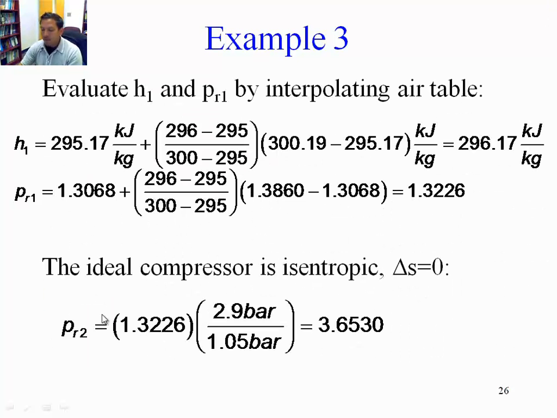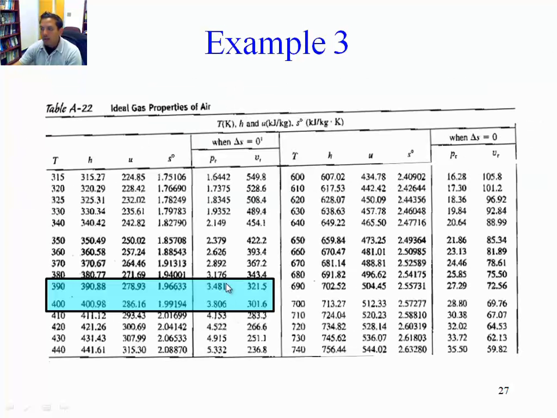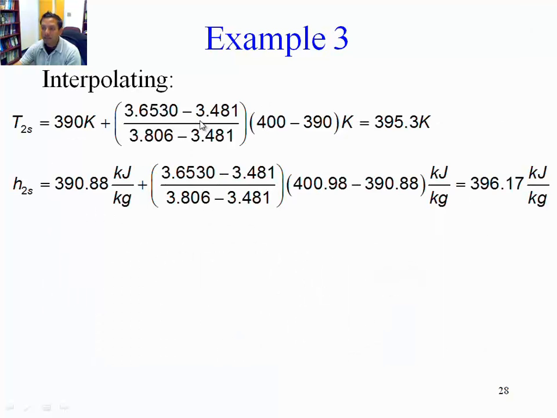So 3.653. We go to the table, we find a PR at 3.653. Obviously, it doesn't exist, so we have to bracket it between these two values and interpolate. The ideal temperature would be somewhere between 390 and 400, and the ideal enthalpy would be somewhere between 390.88 and 400.98. Interpolating, we find that the ideal or isentropic temperature is 395.3, and the ideal or isentropic enthalpy is, after interpolation, 396.17.